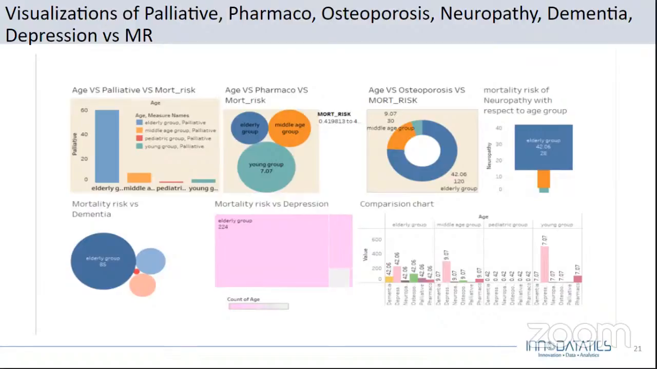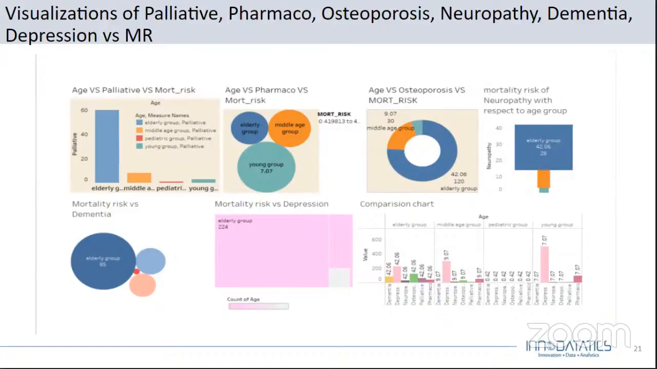And here we have some other diseases like osteoporosis, neuropathy, dementia, and depression, where osteoporosis is a bone weakness disease, neuropathy is dysfunction of nerves, and dementia is a memory disorder. All these diseases are highly affecting the mortality risk of the elderly age group.